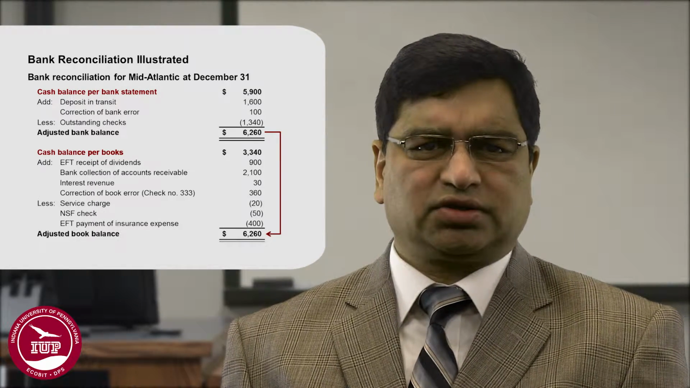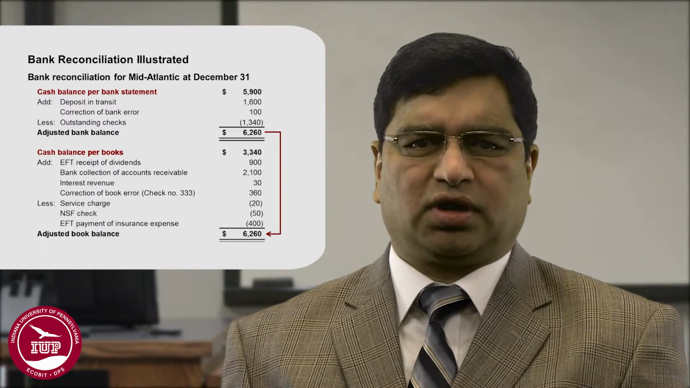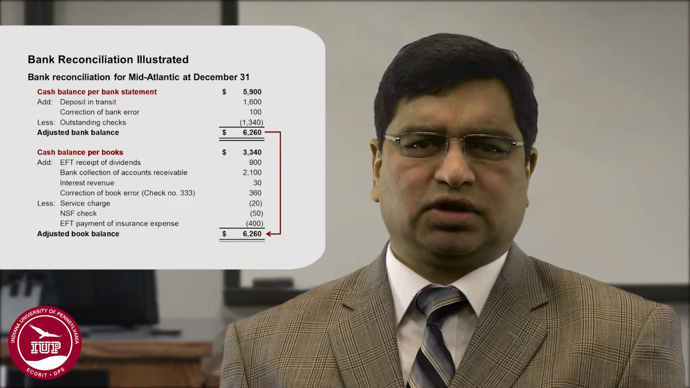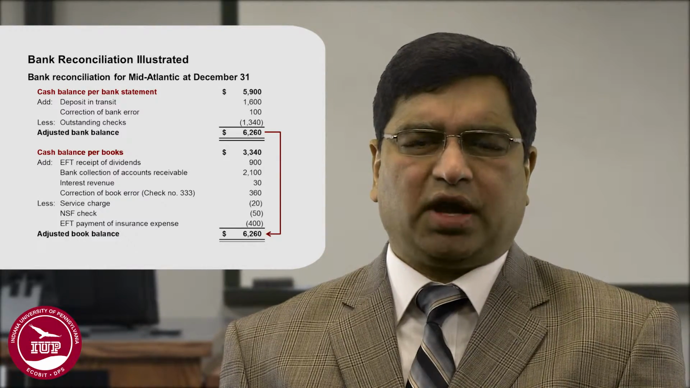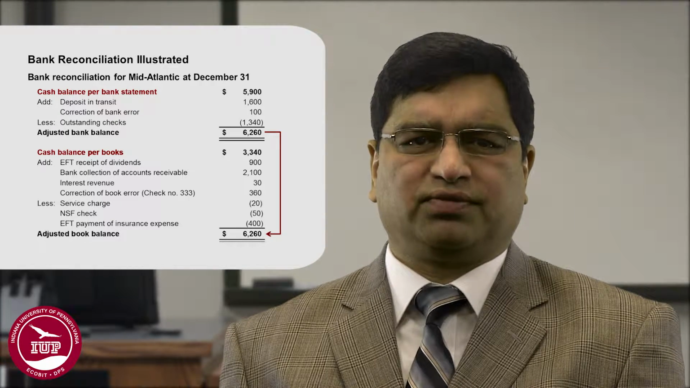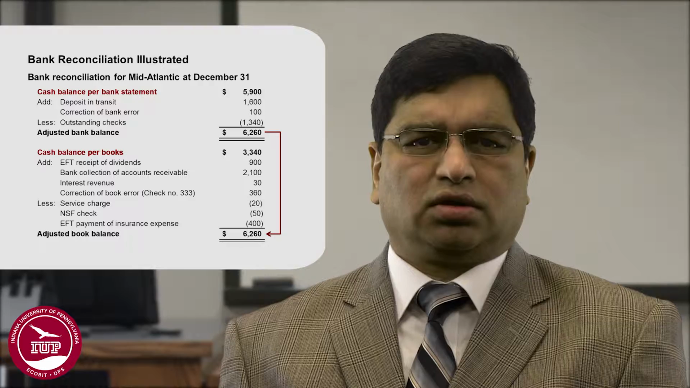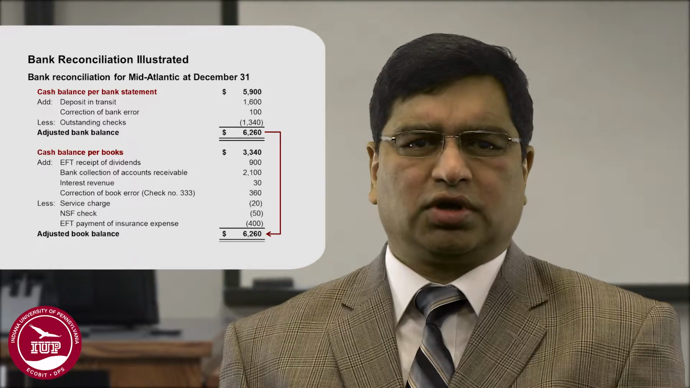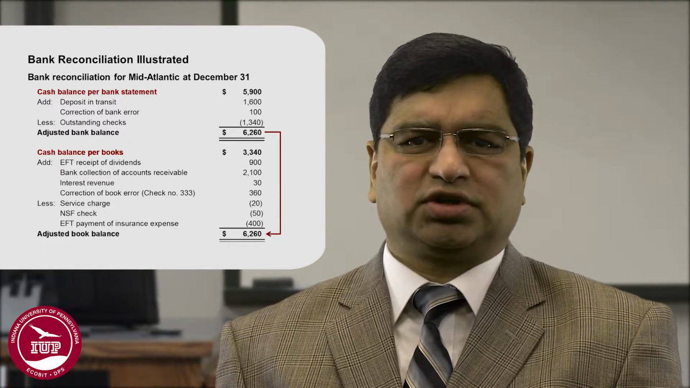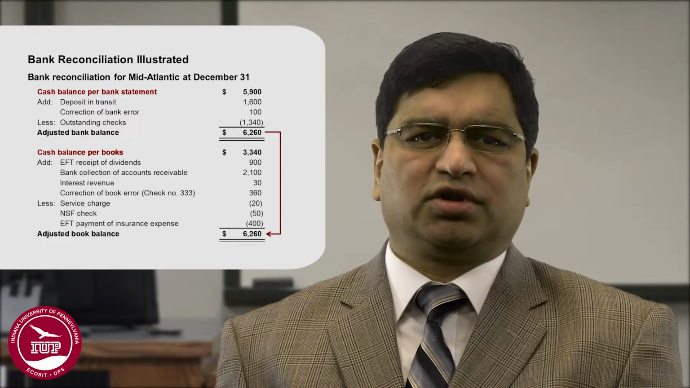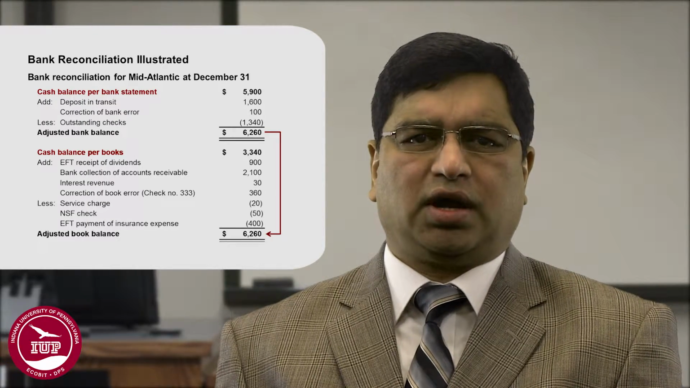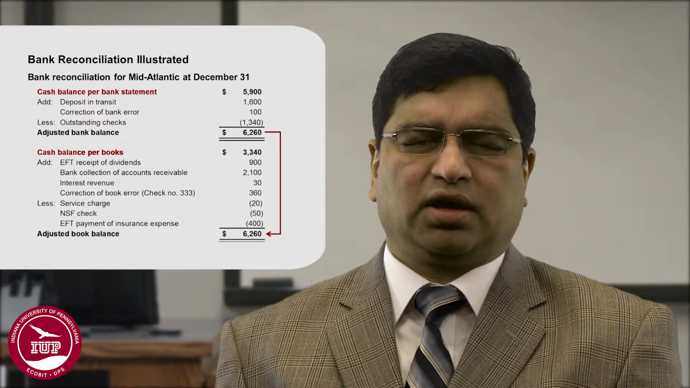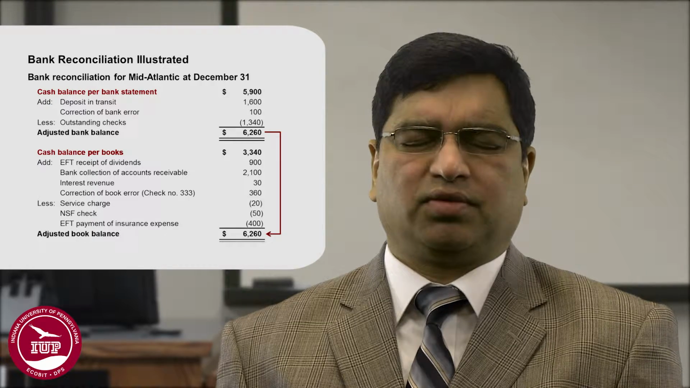Then you look at the transactions, for example, bank collection of your account receivable of $2,100, or interest revenue earned on your bank balance of $30. So those are the transactions which the bank comes to know of first, and you will come to know about it later. So you will need to make the adjustment in your books. For example, electronic fund transfer receipt of dividends of $900. So the bank received the dividends, it credited the balance to your account, but you came to know about it later, so you added that electronic fund transfer from the dividends.